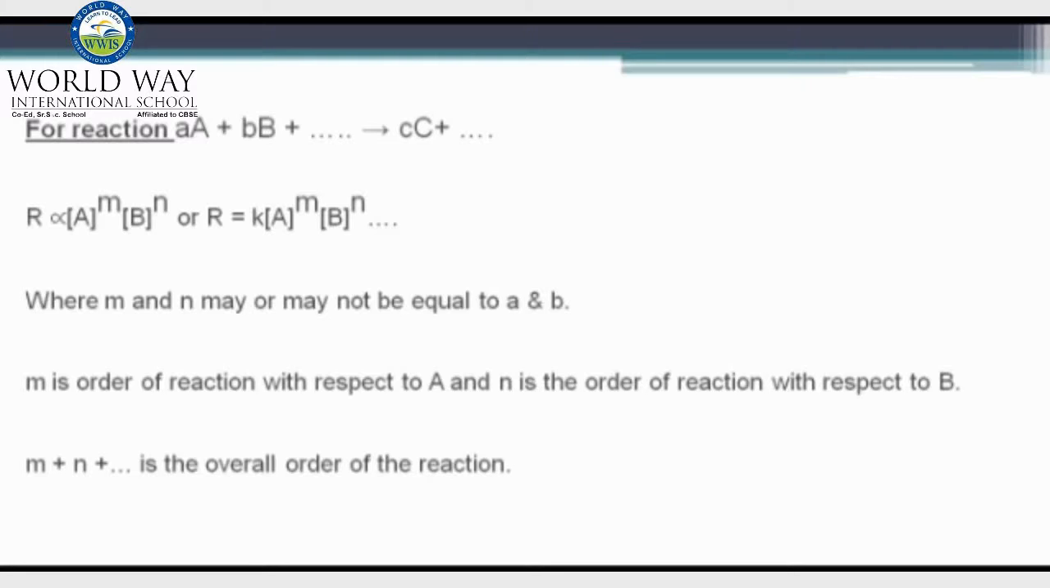If we individually look at the reactants, m is the order of reaction with respect to A, small n is the order of reaction with respect to reactant B. M plus n and so on gives the overall order of the reaction.